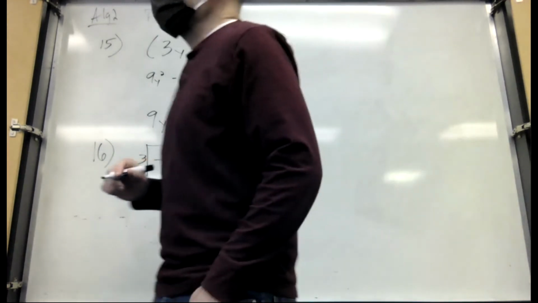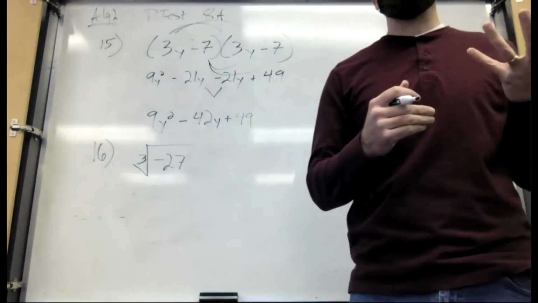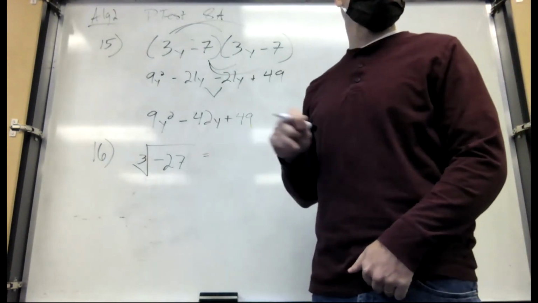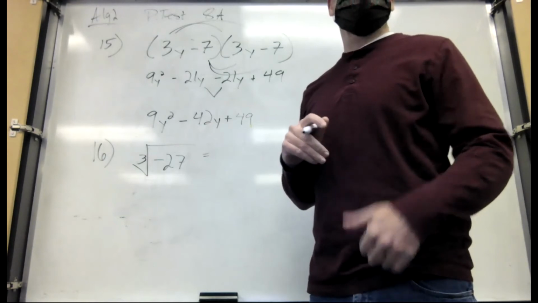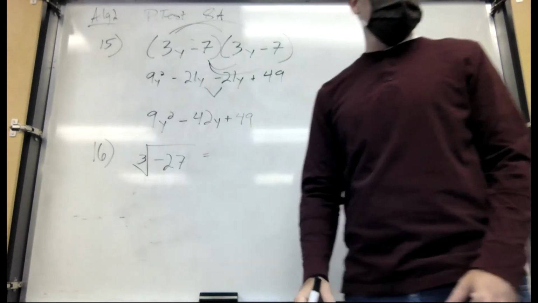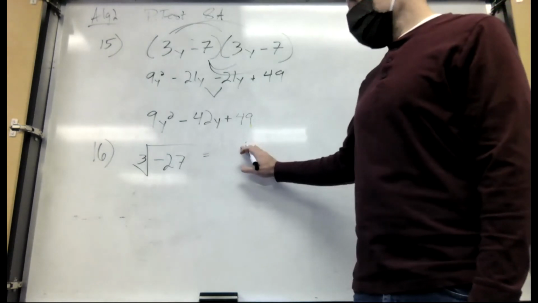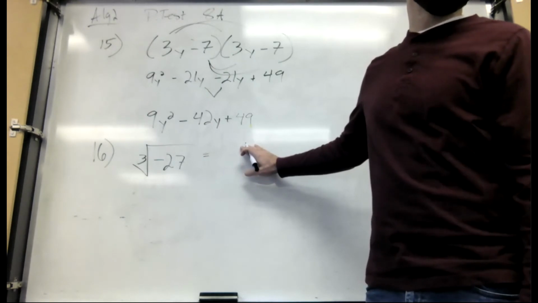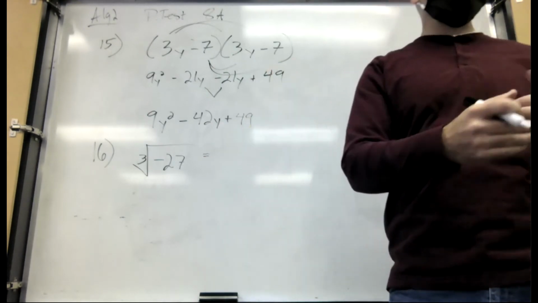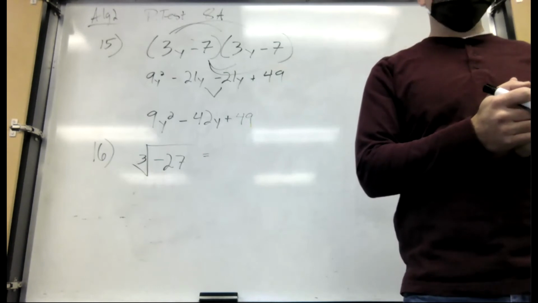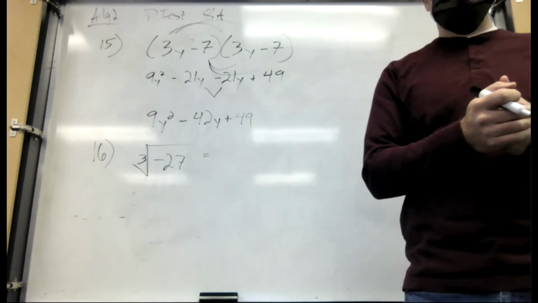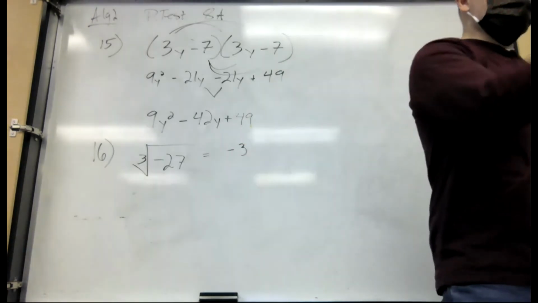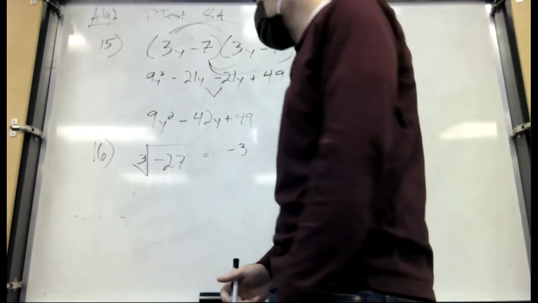Okay, so what times itself 3 times equals -27? What times itself 3 times? So what times itself equals negative 27? I'm going to say 9. That's wrong. No, what times itself 3 times is -27? Oh, I was supposed to say negative 3, right? Because -3 times -3 times -3 will equal -27.